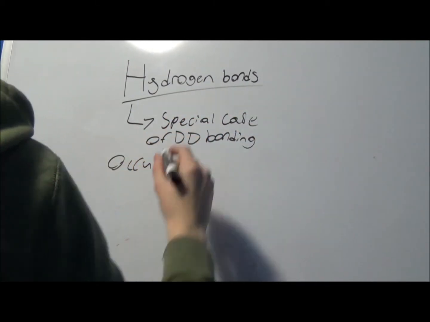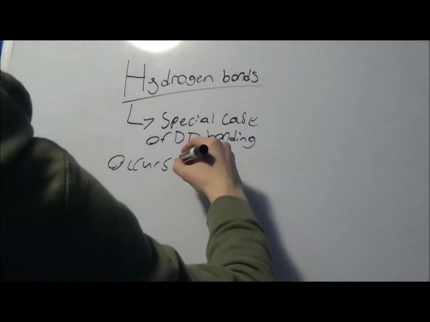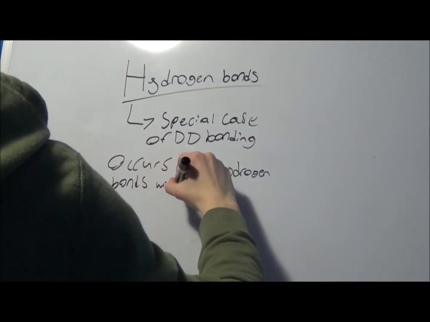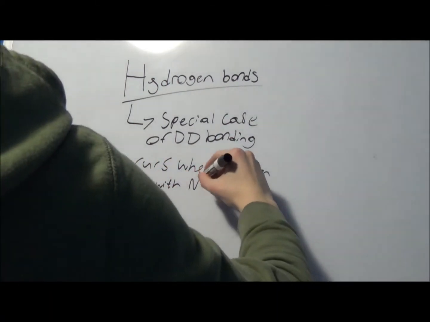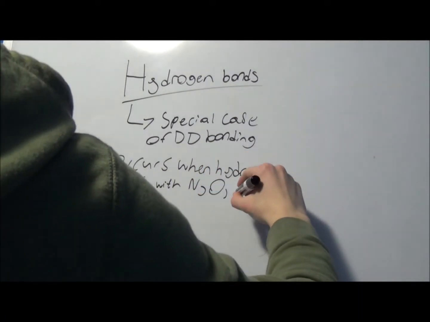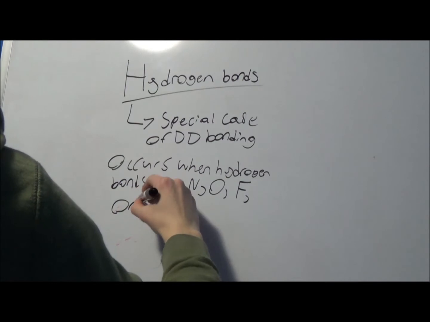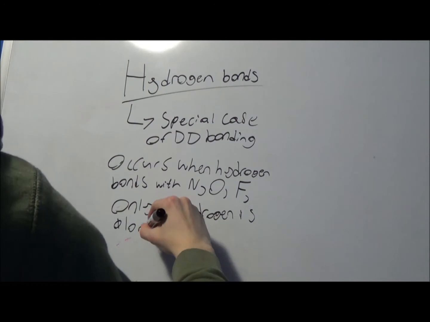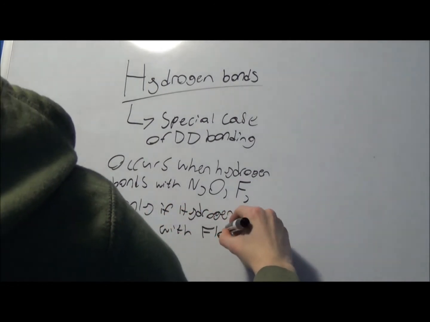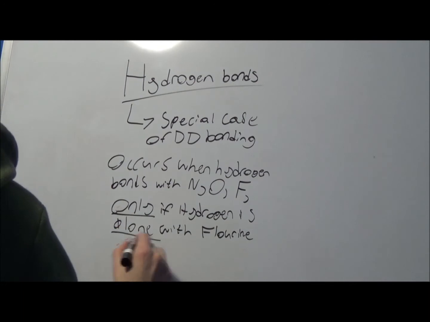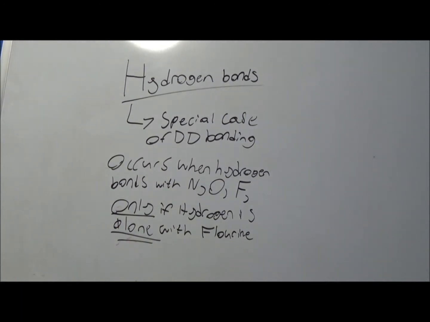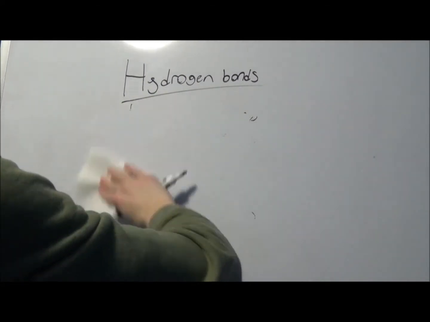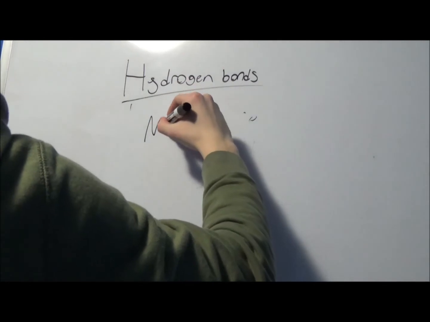In the next part of this video, we will be talking about hydrogen bonds. Hydrogen bonds are a special case of dipole-dipole bonding, which means dipole-dipole bonding must occur before hydrogen bonding can occur. Hydrogen bonding occurs when hydrogen bonds in the same material with one of three things: oxygen, nitrogen, or fluorine. However, it is only considered a hydrogen bond when hydrogen is alone with fluorine, if fluorine is the atom in question.